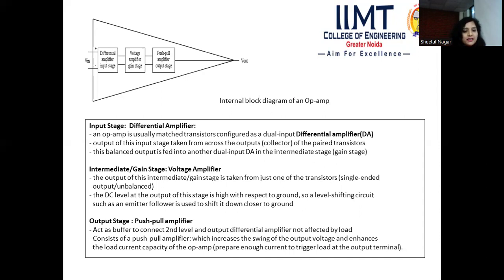Now, the next and last stage is the output stage. At the output stage, we use a push-pull amplifier. This push-pull amplifier acts as a buffer so that the second level and the differential amplifier are not affected by the load. It consists of a push-pull amplifier which increases the swing of the output voltage and enhances the load current capacity of the operational amplifier.